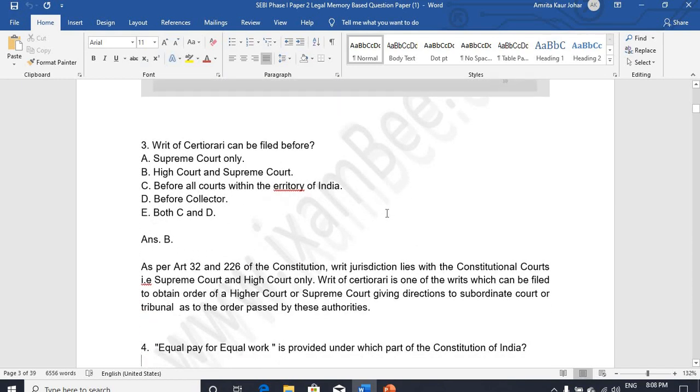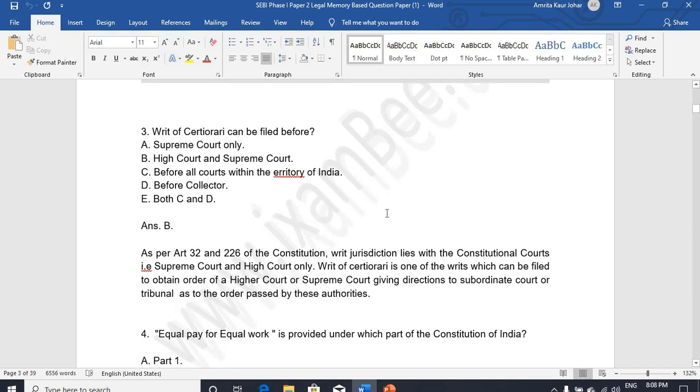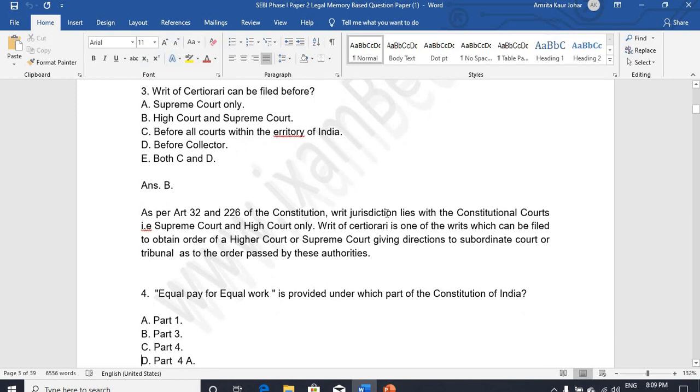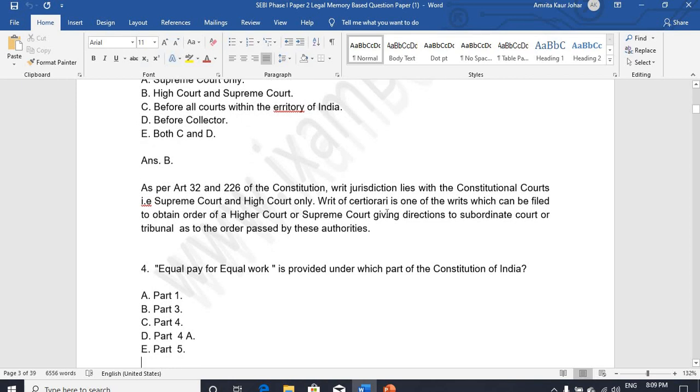Next, writ of certiorari can be filed before. Again a very easy question relating to the jurisdiction of writ jurisdiction that is provided under Article 32 and 226 of the Constitution. Writ jurisdiction of course lies before the constitutional courts. Within seconds आप ये आंसर कर सकते थे.